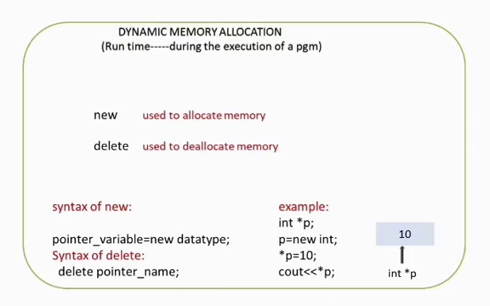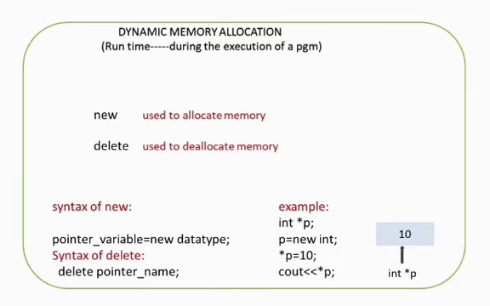And whatever memory is allocated using the keyword new, we have to deallocate the memory after the completion of the program using a keyword delete. Then only other variables can occupy the memory. Okay. The syntax of new is given below. That is pointer variable equal to new followed by data type.